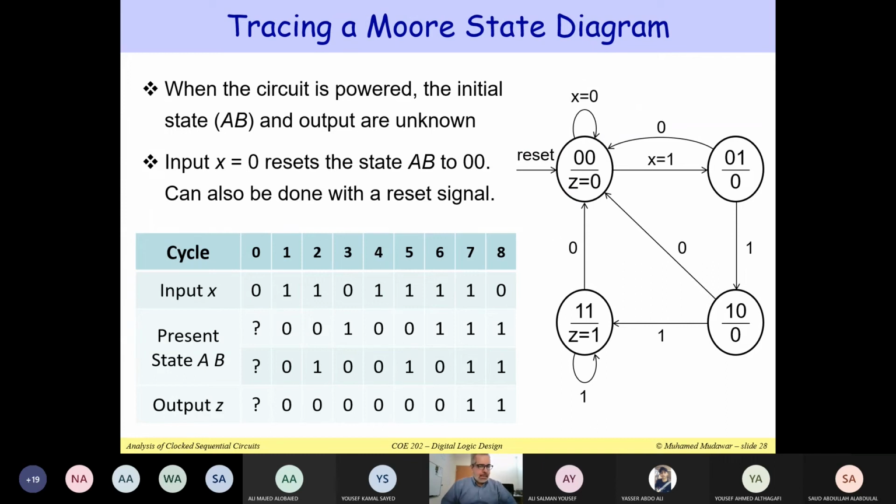That bit can be very easily done. You just apply a certain input. You can reset initially, or even without reset, you can actually apply a certain input that will take you back to the state 0, 0.